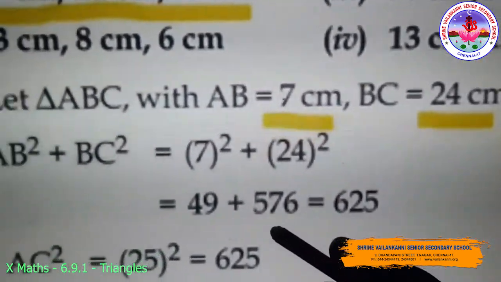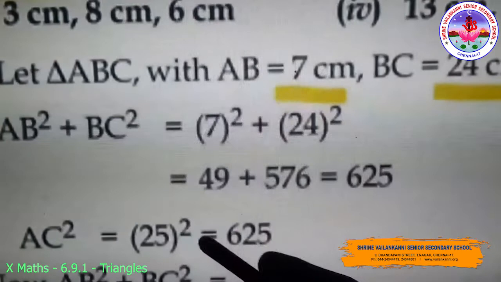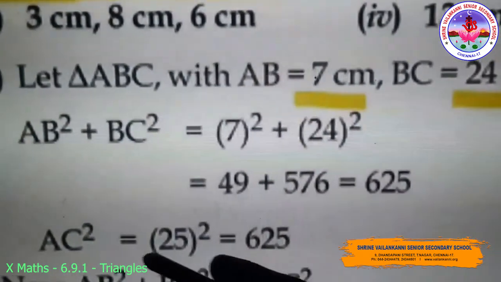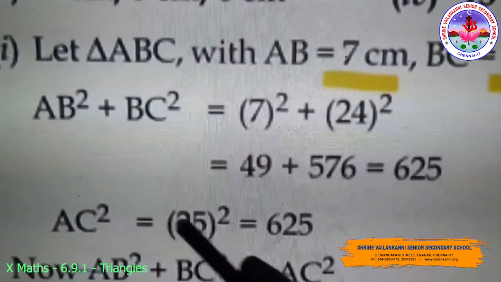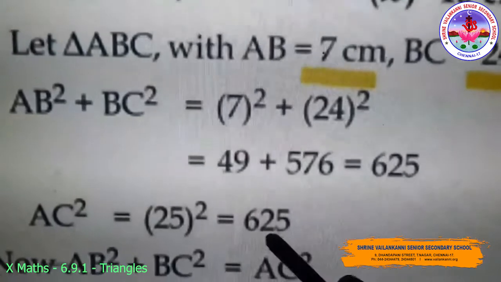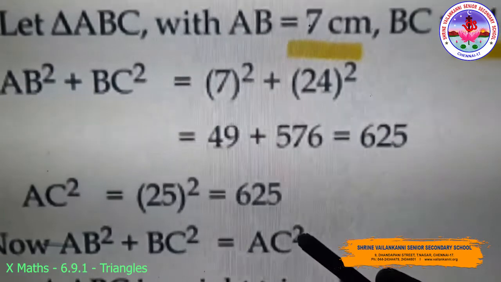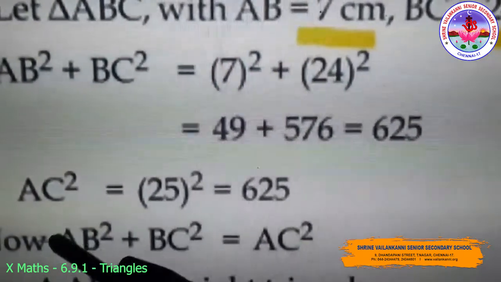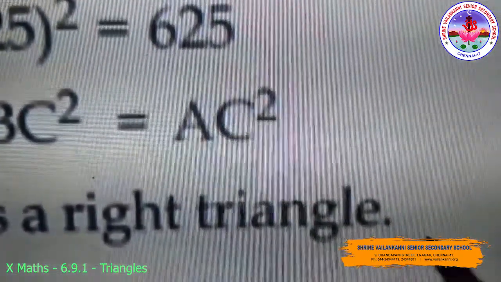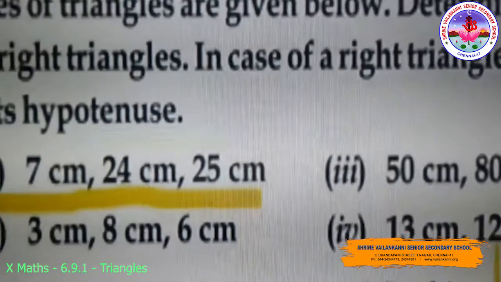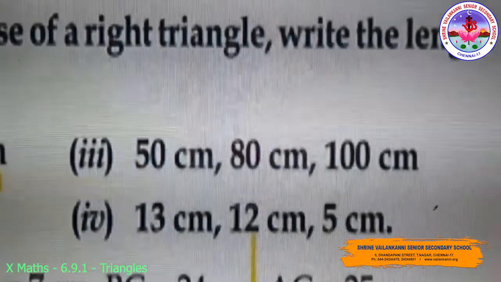Now the third side AC I am squaring, so 25 squared is equal to 625. So I got that the sum of the squares of the other two sides is equal to the square of the third side. So here I am writing AB squared plus BC squared is equal to AC squared. So by the converse of Pythagoras property, triangle ABC is a right triangle. Similarly, you can follow these steps for the other problems.